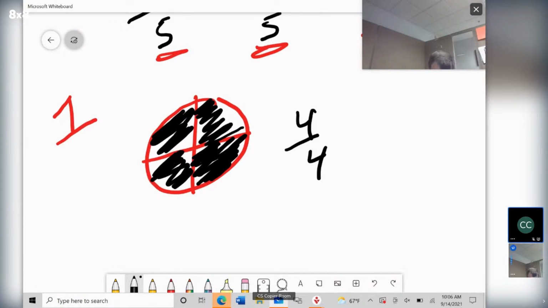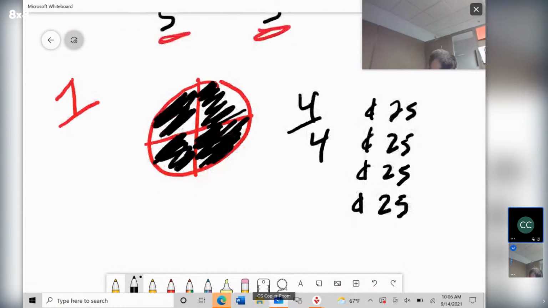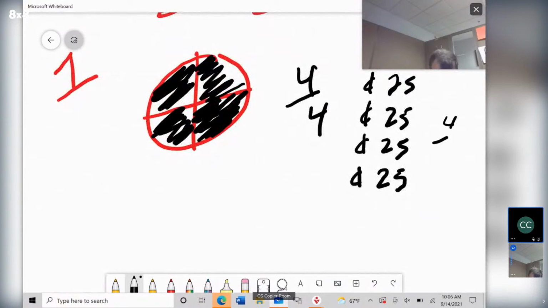Similarly, if you have 4 quarters, you have 25 cents, 25 cents, 25 cents, and 25 cents. You have 4 quarters, and that would be 4/4, but 4 quarters is the same as $1, one whole.